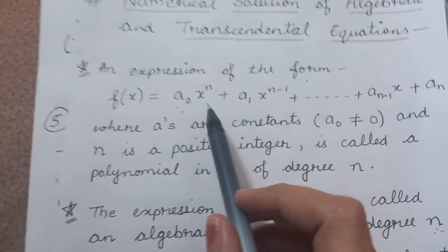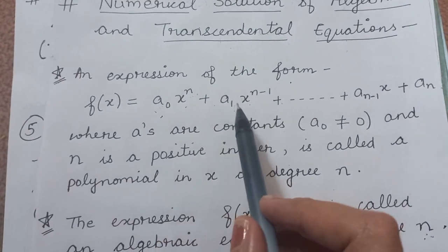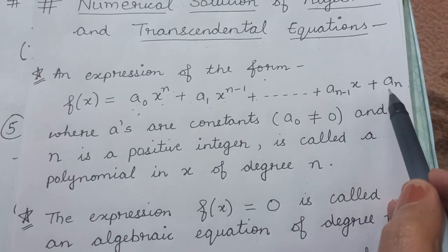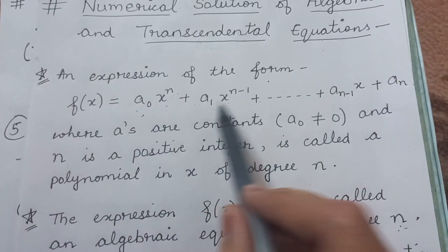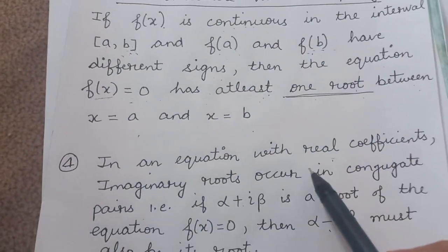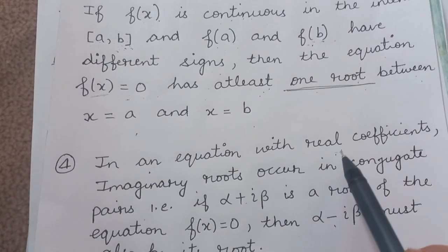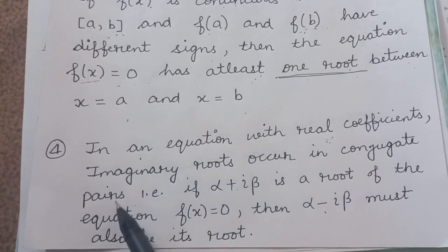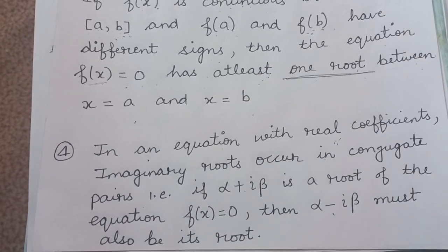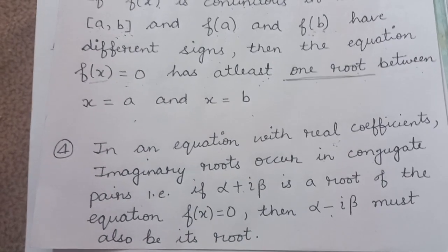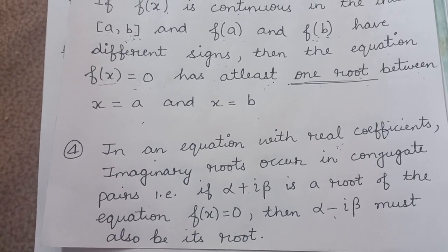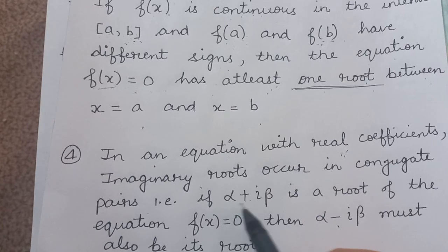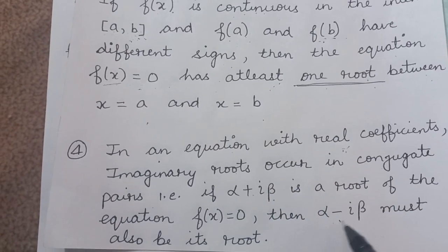Now, let's look at this expression again. These coefficients a naught, a1 up to an minus 1, an. If all these are real, then the imaginary roots occur in conjugate pairs. Then in that equation, if there exist imaginary roots, the roots will always be in conjugate pairs. Conjugate pair means if one root is alpha plus iota beta, the other will be alpha minus iota beta.